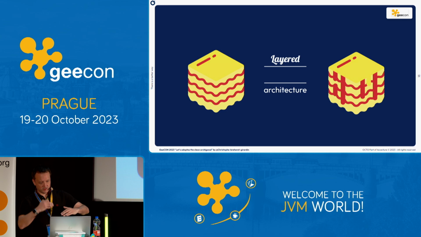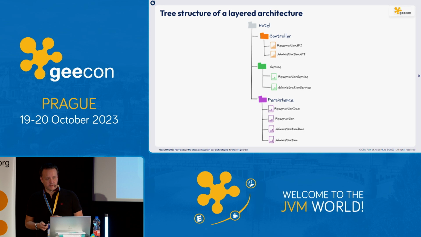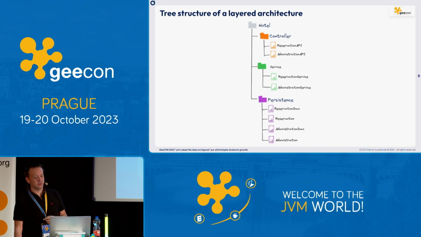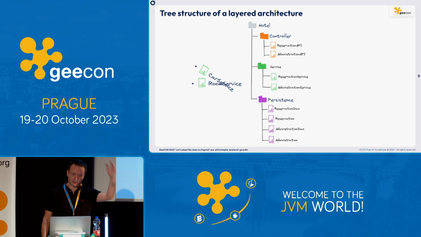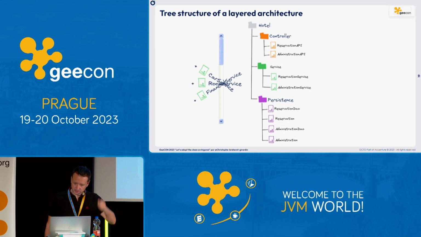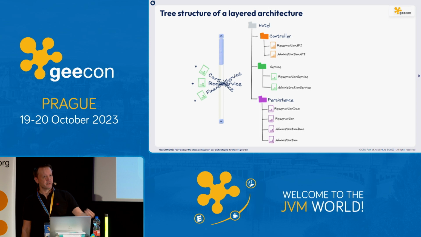This is a tree of a layered architecture. You have three layers: controller, service, persistence. If we have two files, that's okay for reservation and administration of a hotel. And then you have a room service, and then a car service, and then a financial service, and the same for controller, and the same for persistence. And then you have an elevator. And the reservation and administration is the object that represents the table. And they are everywhere.